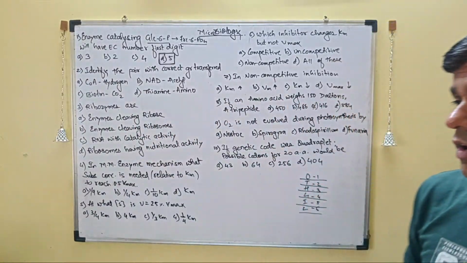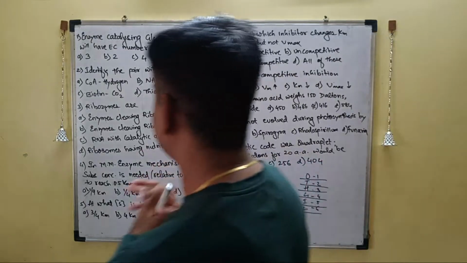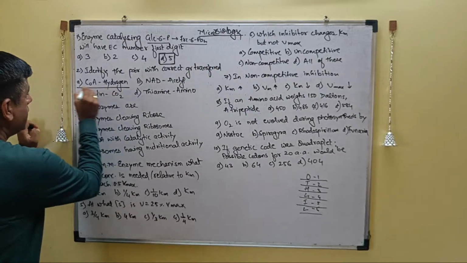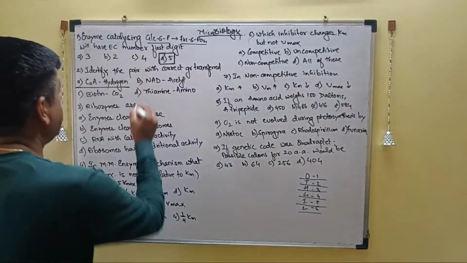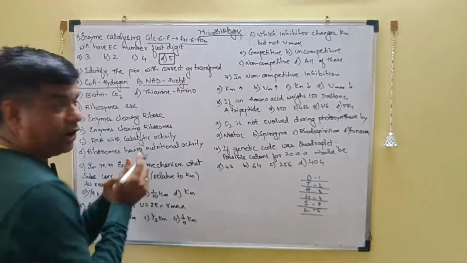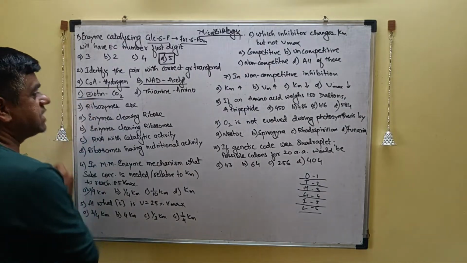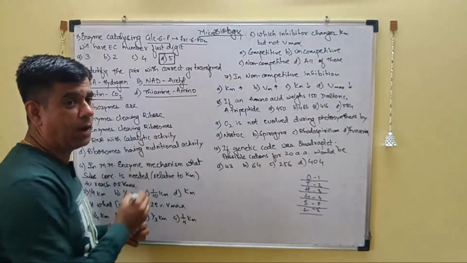Identify the pair with the correct group transferred. Right. So which of these is actually transferring a correct group? Like they have talked about CoA. Coenzyme A, they are saying, is transferring hydrogen. Then NAD is transferring acetyl according to them. Then you have biotin, which is transferring CO2. Then you have thiamine, that is transferring amino group.